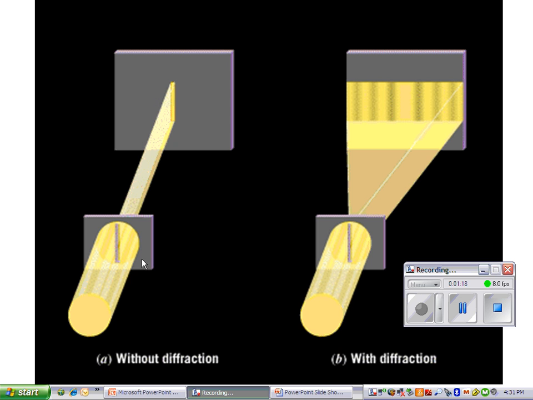Now on the left-hand side, if you have a very wide slit, you don't get very much diffraction. But on the right-hand side, it shows if you make the slit much smaller and you start squeezing the light, you'll get areas of constructive and destructive interference. And you'll notice that the central maximum for the single slit diffraction is much wider than you would see for a double slit or a multi-slit diffraction grating.